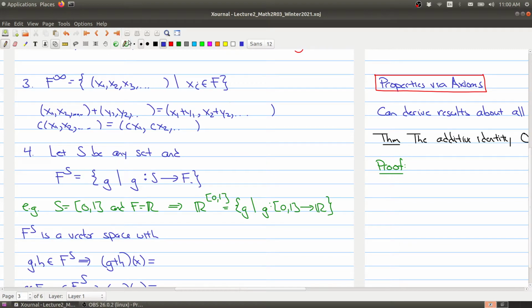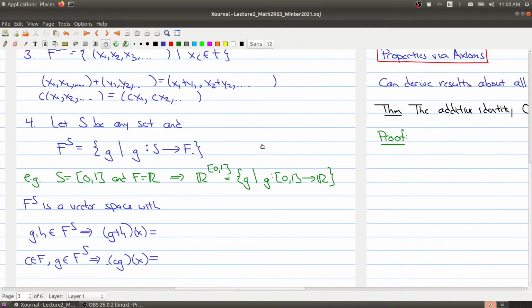Here's a more interesting example of how you can take any set and build a vector space from it. Let S be any set, and let F^S be the set of all g, where g is a function from S to F. I'll write this out: g is any function from S to F. And F, remember, is either the real numbers or the complex numbers.